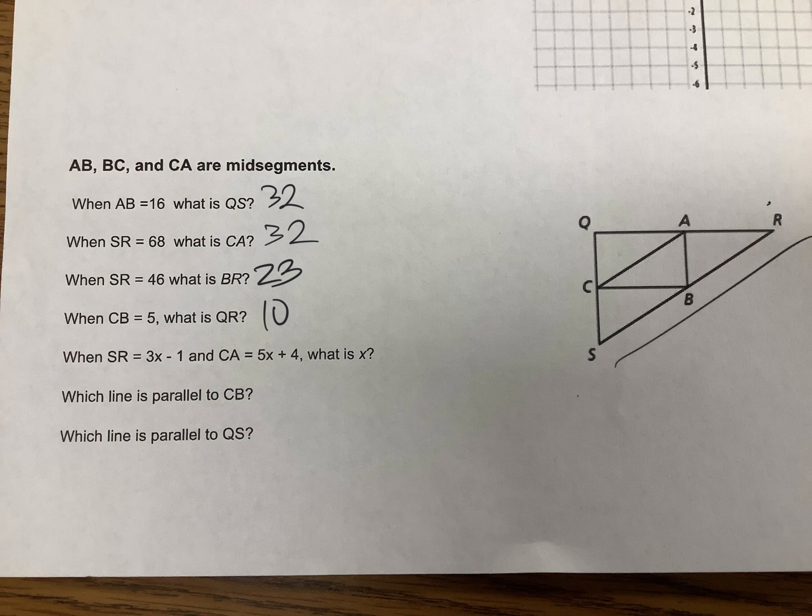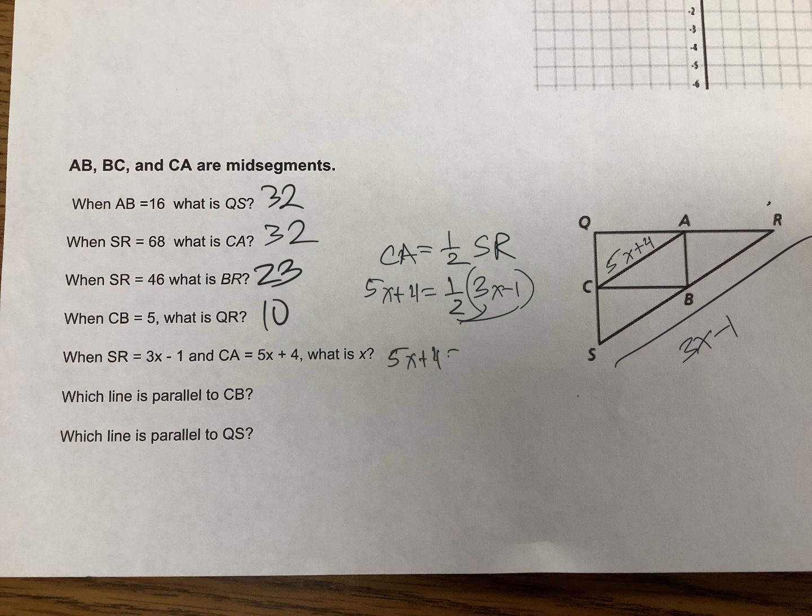And the next problem. SR is 3x minus 1, and CA is 5x plus 4. All right, so let's say this out loud. CA is 1/2 of SR. The midsegment is always half of the side of the triangle. So CA is 5x plus 4, and SR is 3x minus 1. Now don't forget to distribute the 1/2. Or I'll just do that because that's what most of you are going to do. 5x plus 4 equals 3/2 x minus 1/2.